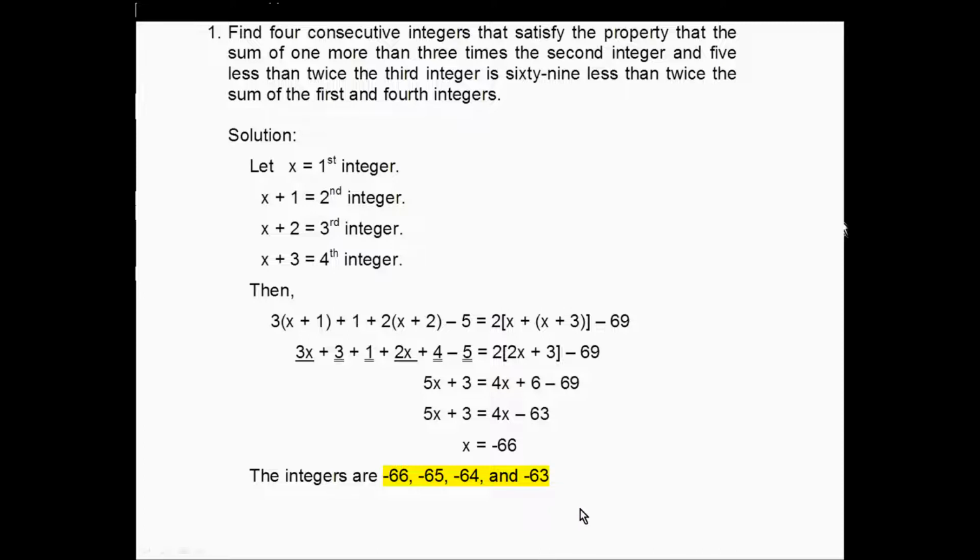Sometimes in one like this you'll be asked what is the smallest integer, in which case it's negative 66, or you might be asked what's the largest one, in which case it's negative 63.